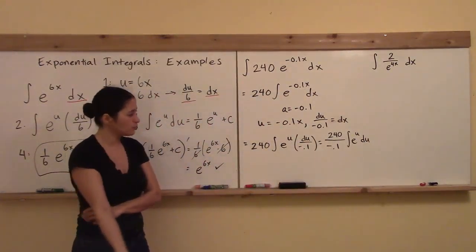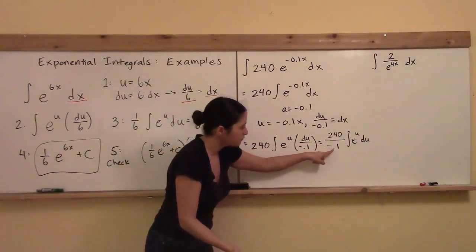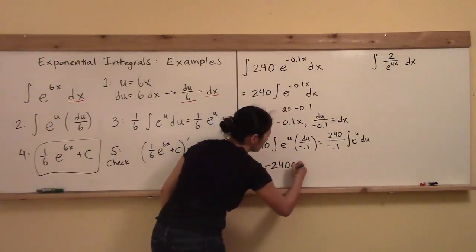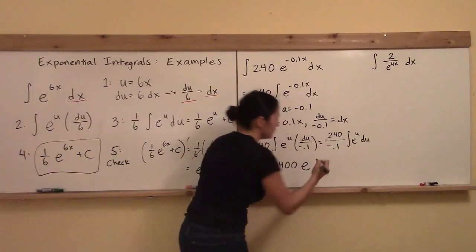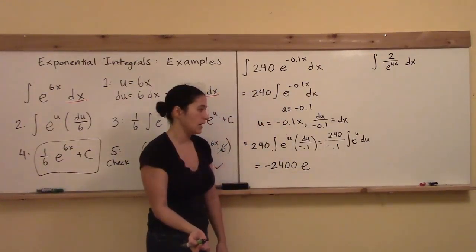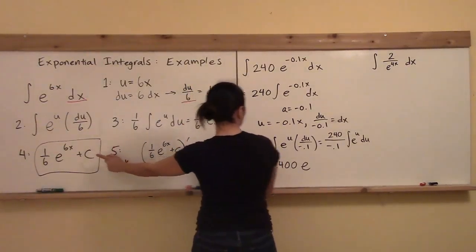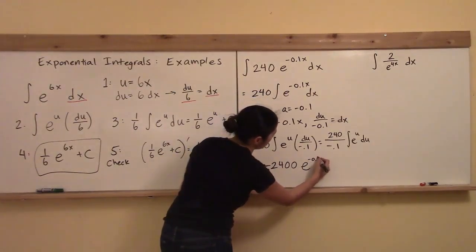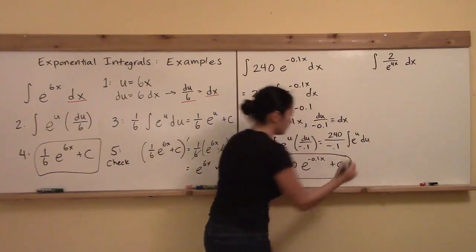Almost there, we just got the one more line to do. Now 240 divided by negative 0.1 is actually equal to negative 2400. Okay, and then the integral of e to the u is e to the u, but of course remember in the final step we're going to answer as a function of x. So I'm just going to do a double step here, combining steps 3 and 4 from here, and say instead of e to the u, it's e to the negative 0.1x plus c. And that's the answer right there.